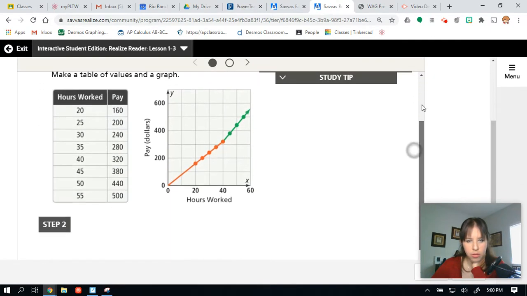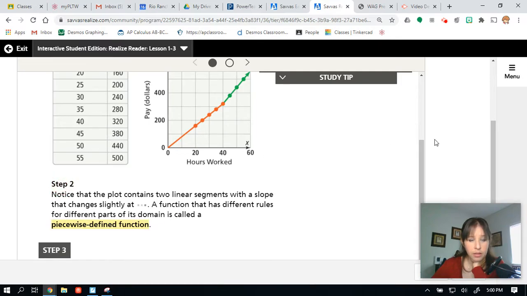So let's scroll this down. Look at step 2. Notice that the plot contains 2 linear sections or segments with a slope that changes slightly at x equals 40. A function that has different rules for different parts of the domain is called a piecewise function.